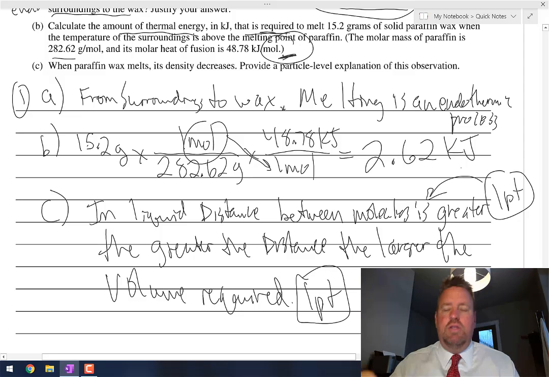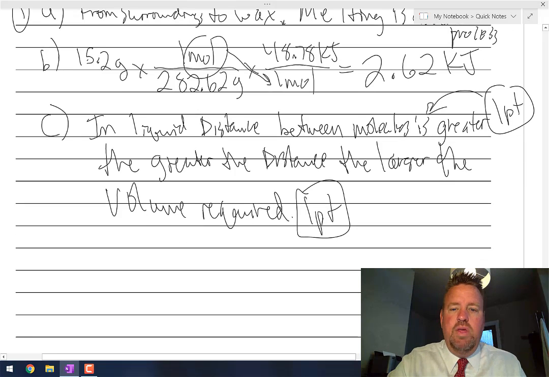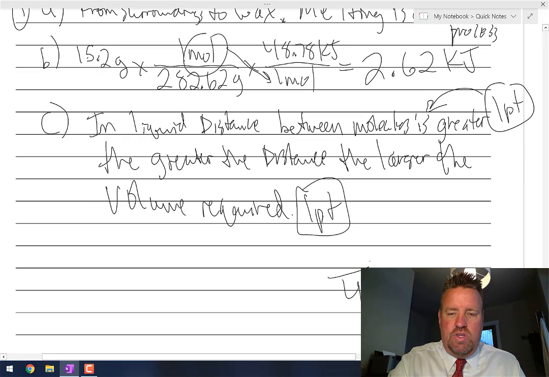One for talking about why is the volume bigger? Well, because when the things are solid, they're closer together. And when they turn to a liquid, again, other than water, they're farther apart from each other. Those intermolecular forces aren't as strong, which again, the stronger they are, usually the closer they are together. Okay, so that is a 4-point response.